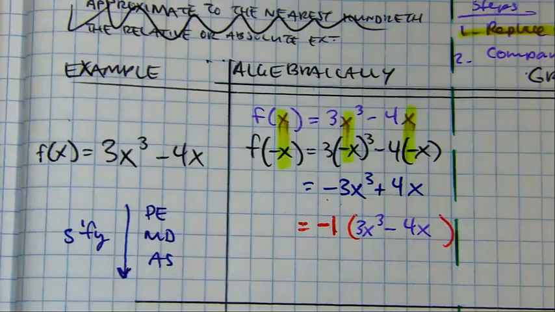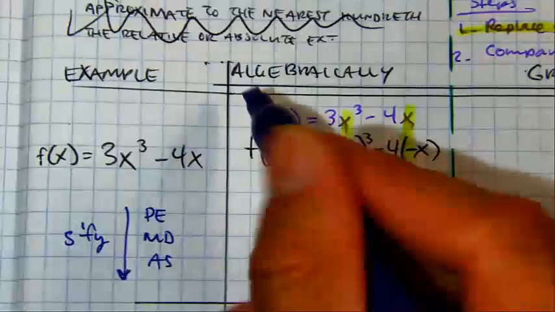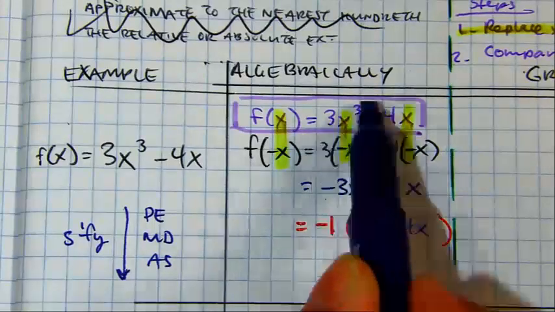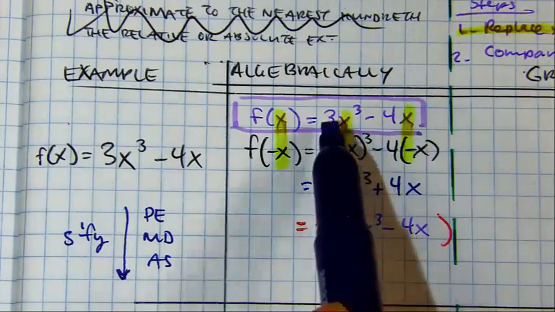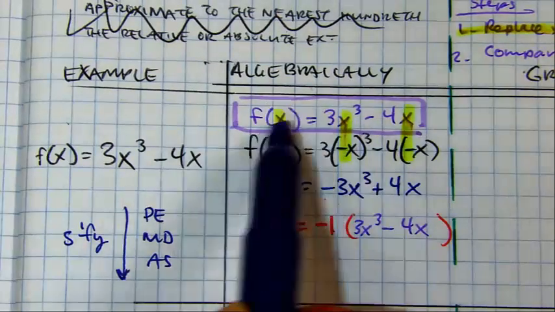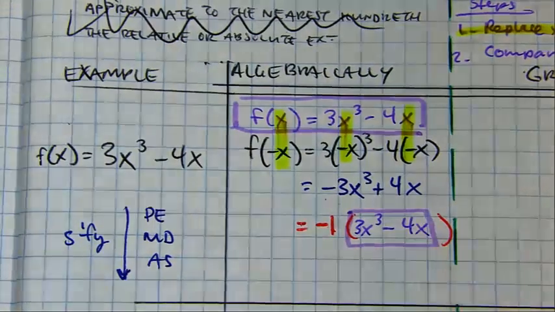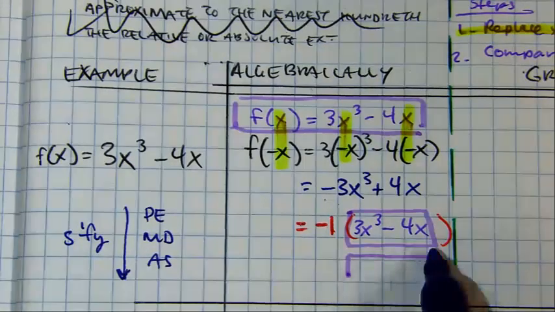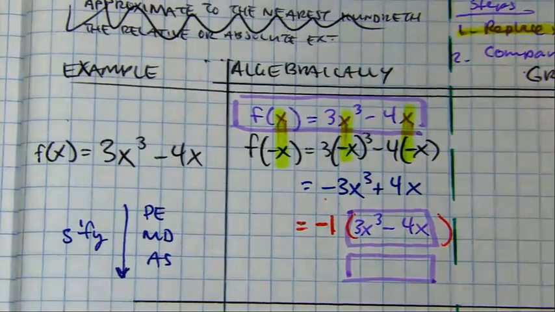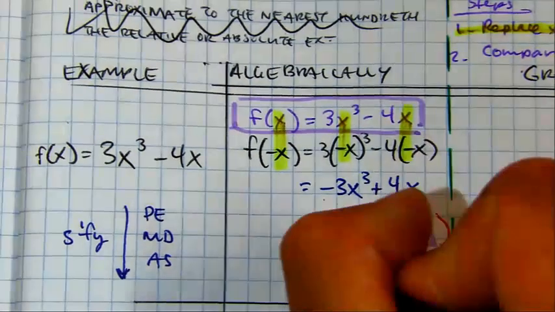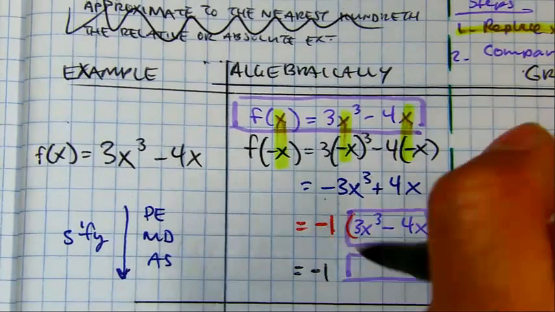Take your favorite color highlighter. Every time I see f of x, I can write 3x cubed minus 4x. Or if I see 3x cubed minus 4x, I can write what? F of x. Class, I see 3x cubed minus 4x. What can I write now? F of x. Let's write that. Everyone say substitution. I'm just doing a substitution right here. So now I have the negative 1 of f of x.